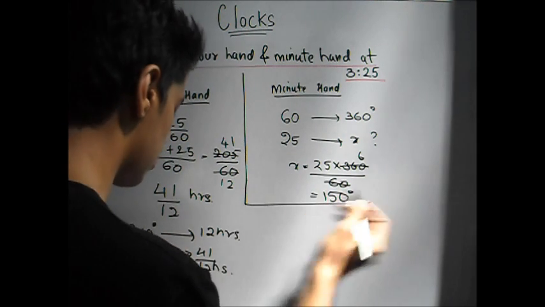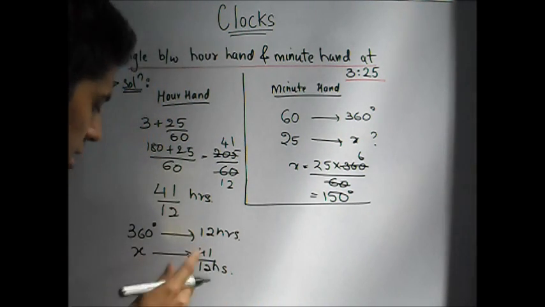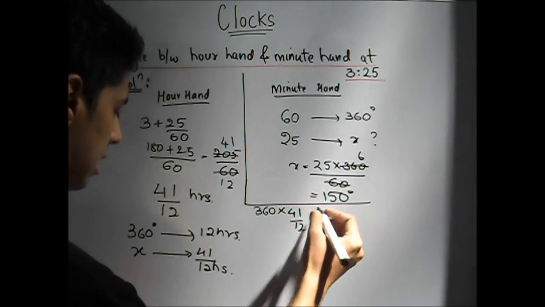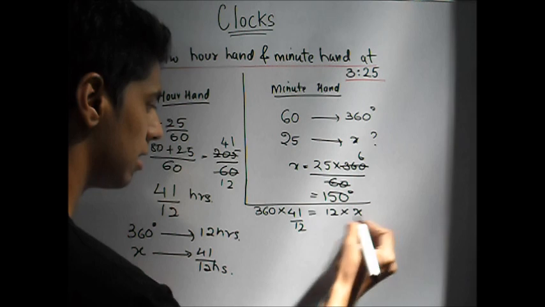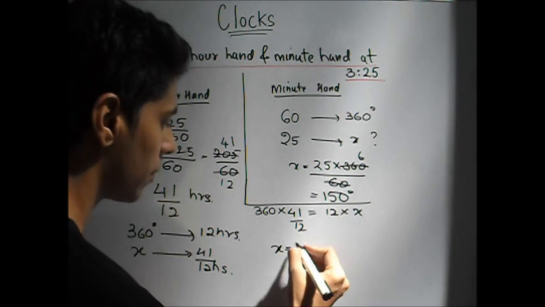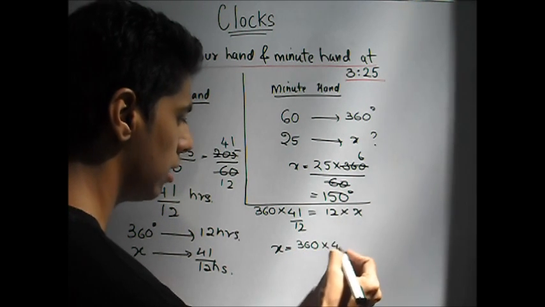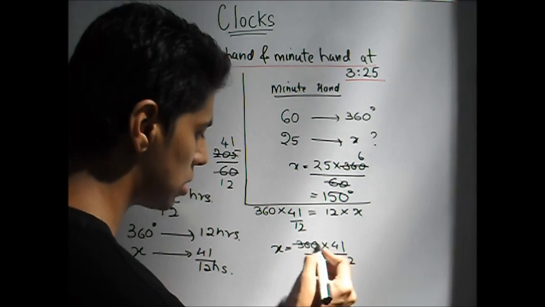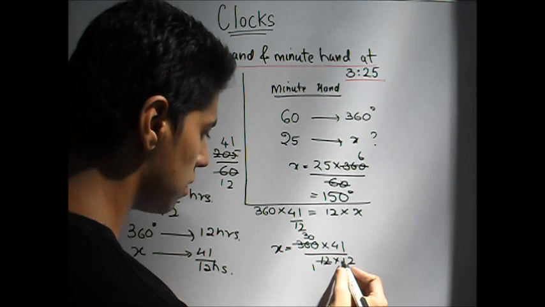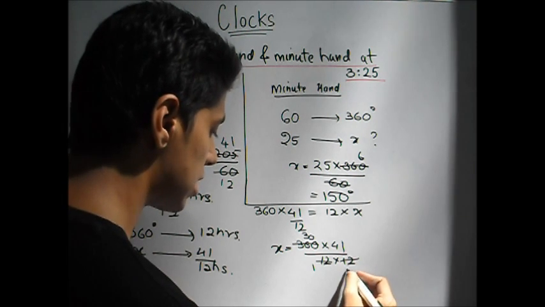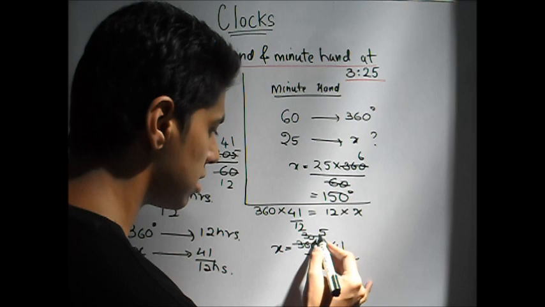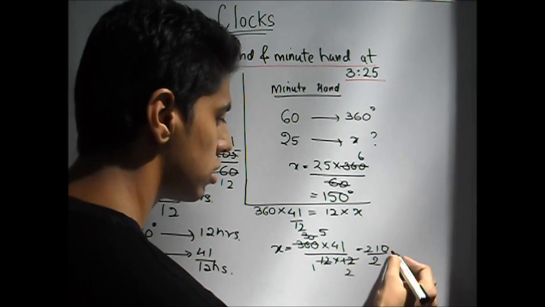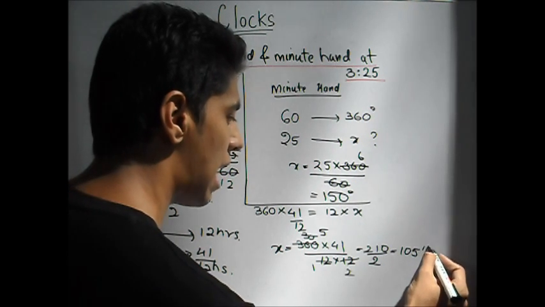Now I'll compute the hour hand here. So now this is 41 by 12. You cross multiply this. So 360 into 41 by 12 is equal to 12 into x. So x will be, you get 12 down here, 360 into 41 divided by 12 into 12. Now 12 thirties are 360. This will be 12, 6 twos are 12, 6 fives are 30. So this is 5 into 41, which is 205, divided by 2. So this is 102 and a half.